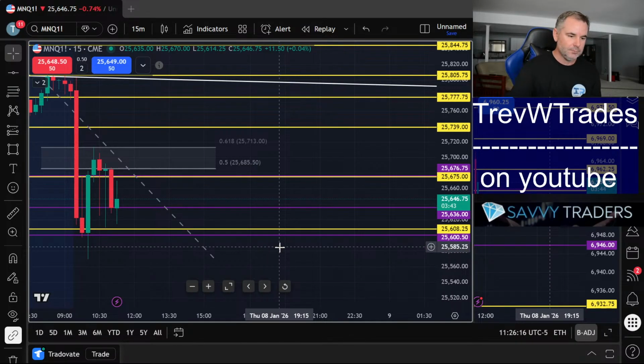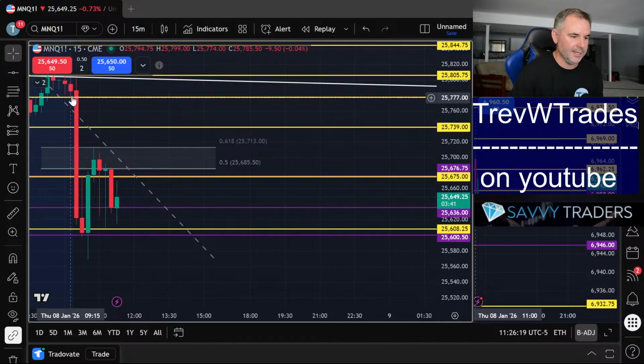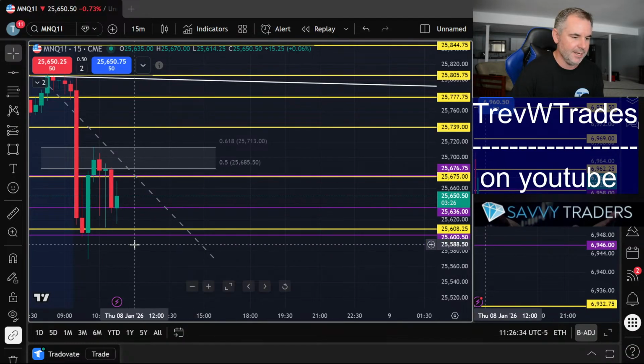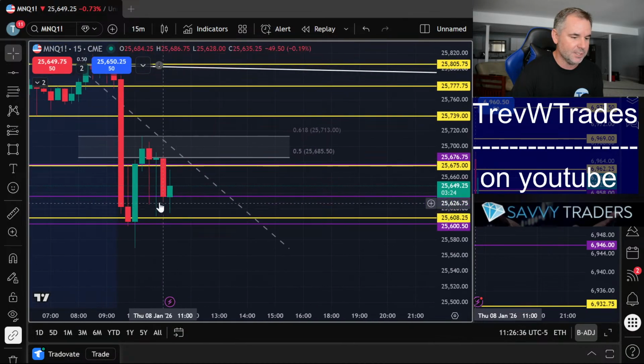Anyways, so this is basically what I was looking at, and it worked out. All I was doing is playing once we rebalanced into the fair value gap, hit OTE, I was looking for at least back down to this 25,608, and we did get it. So I did re-enter.